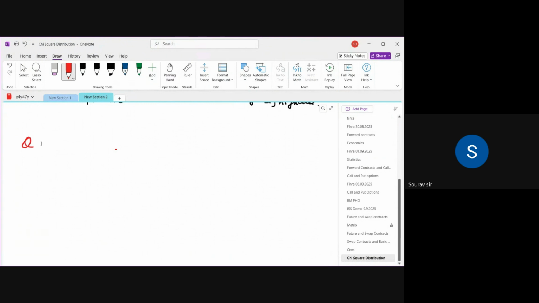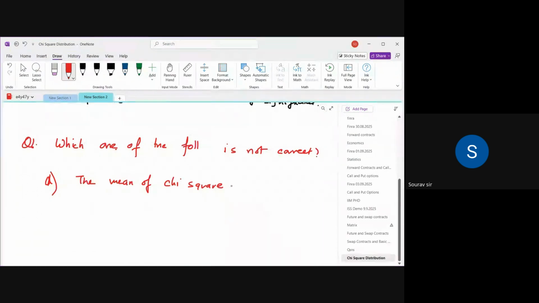So here, first, which one of the following is not correct? If I ask you, first, the mean, let's do an MCQ. The mean of chi-square distribution with n degrees of freedom is n.